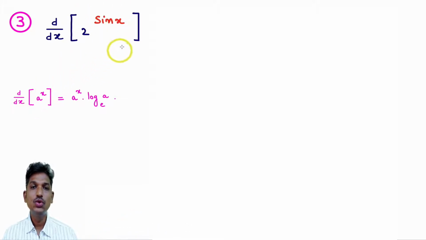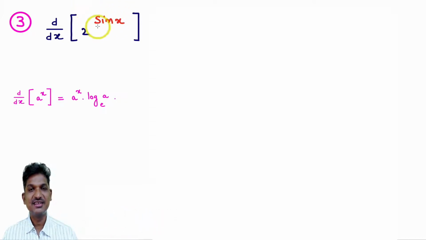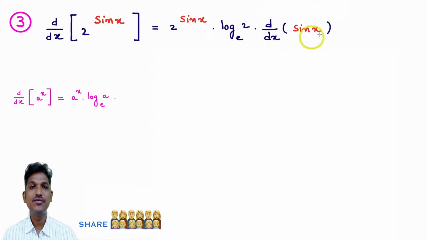So, what I'll do to differentiate this, I'll imagine this sin x as x. You imagine this sin x as x. Then it looks like 2 power x. Then you just apply this formula. Derivative of 2 power x is what? 2 power x into log 2 base e. Here 2 power sin x because you imagine this as x. Derivative of this is 2 power sin x into log 2 base e into, which one you imagined as x, you need to differentiate it. D by dx of sin x.